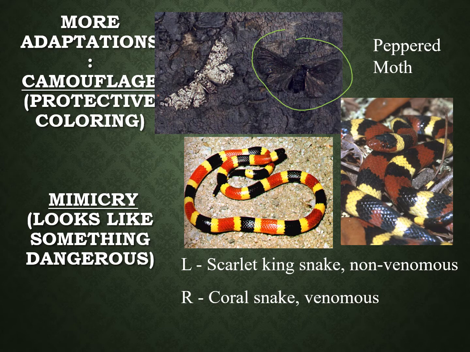But then because of that, if a predator knows not to eat the venomous snake, they're also going to be less likely to eat the non-venomous snake that looks like the venomous snake.